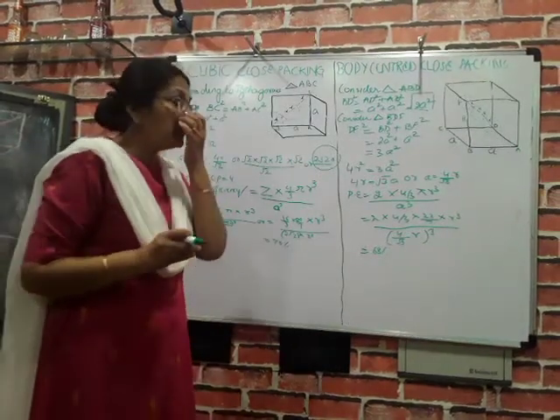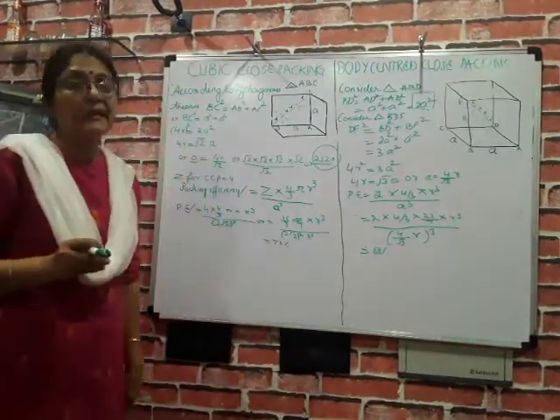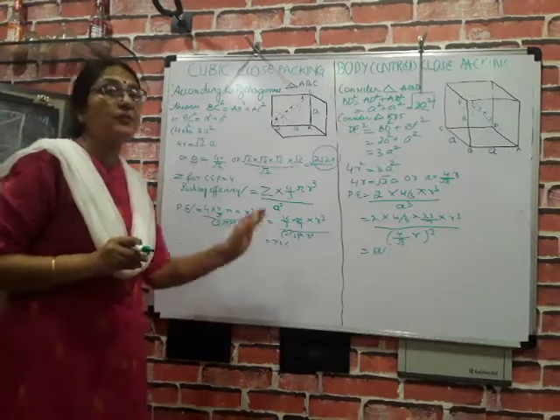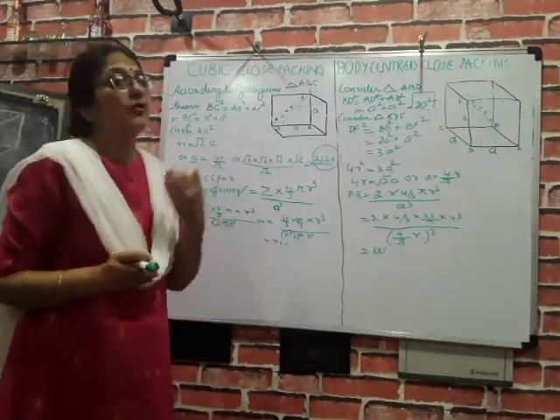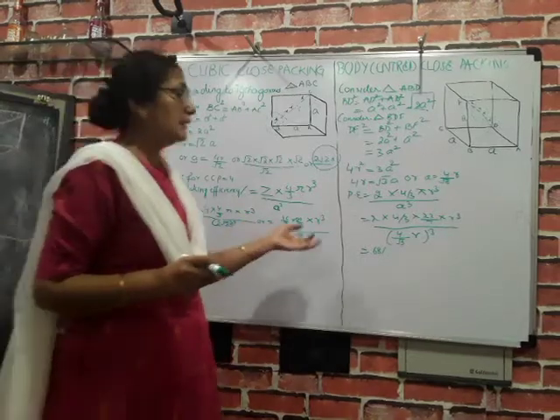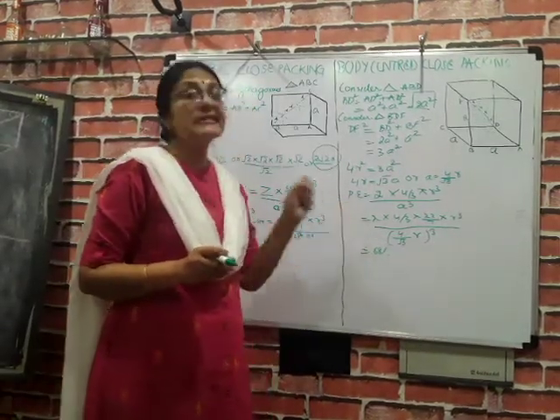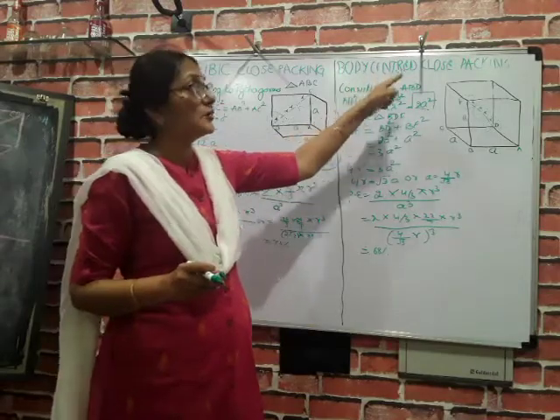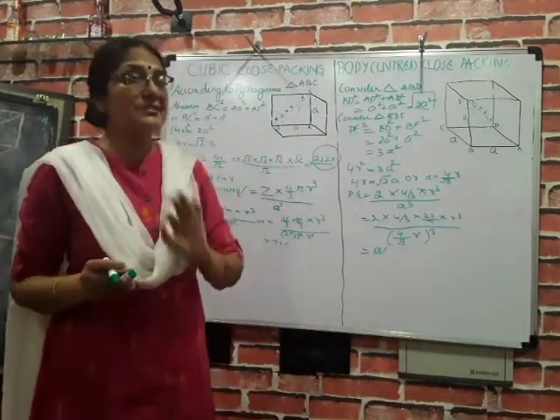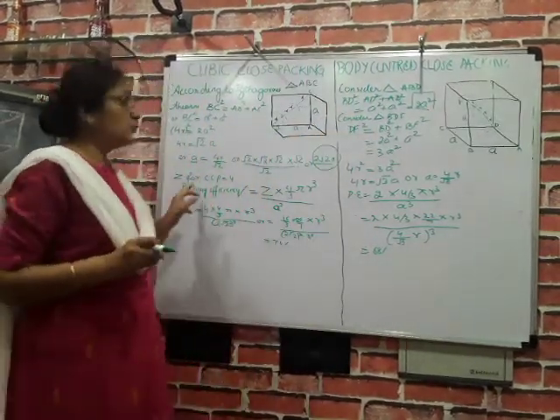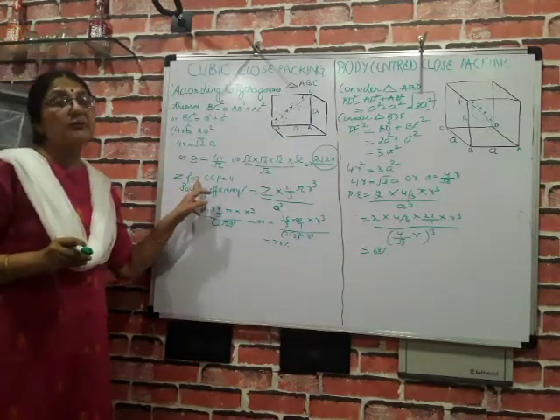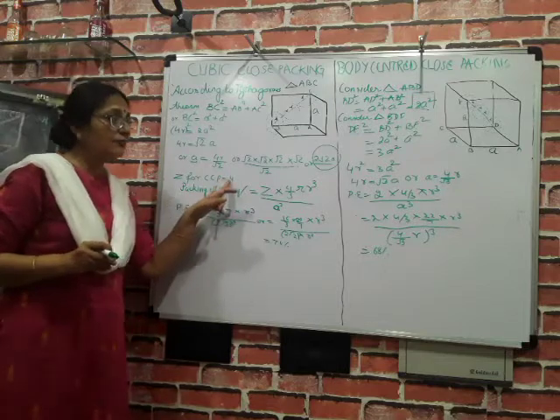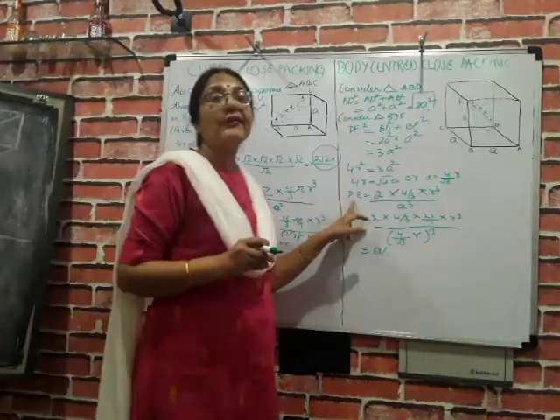You have to remember the formula. Packing efficiency percentage is equal to Z into volume of the sphere upon volume of the cube. Since Z for body centered packing, the number of atoms is 2, while in cubic close packing, as we have derived, the number of atoms per unit cell is 4. So I have written 4 there and here I will write 2.